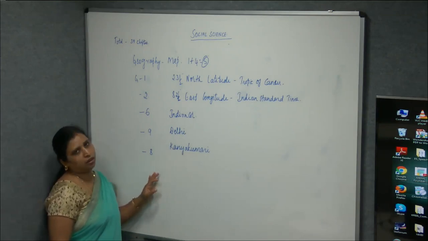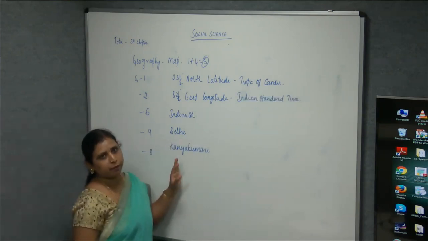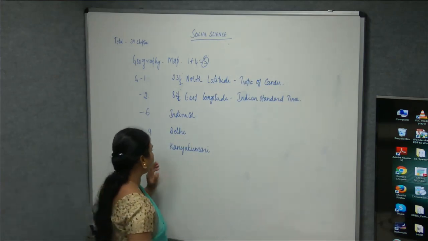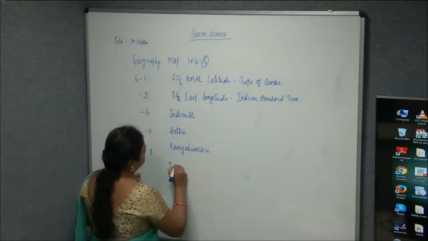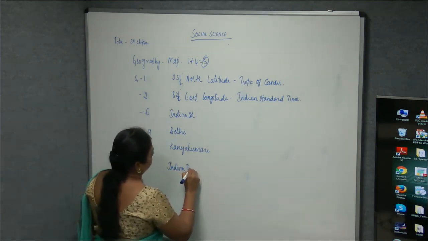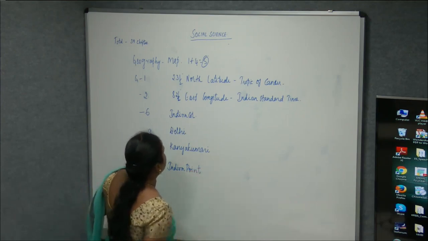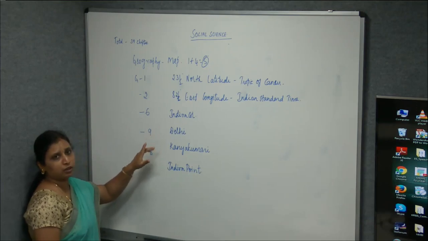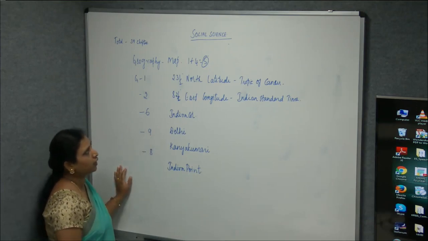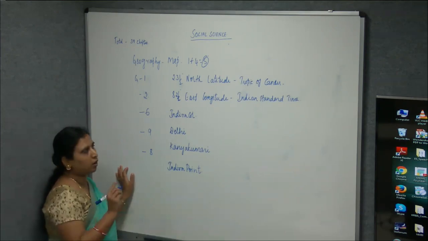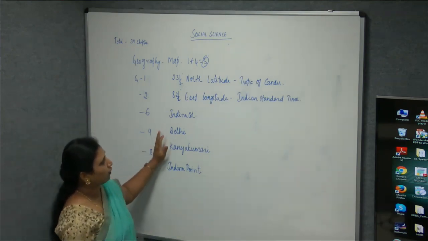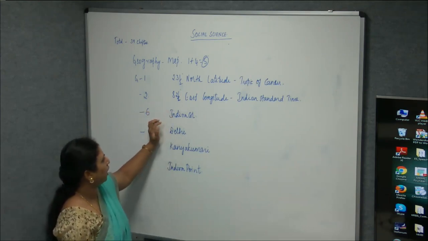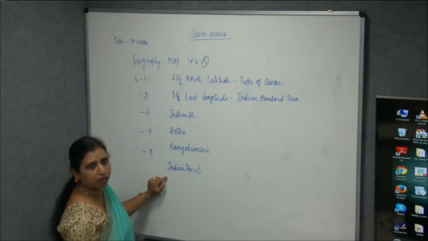Okay, so then remember students, when you are drawing a map, compulsorily you should mention the Andaman and Nicobar and also the Lakshadweep. Okay, so then Indira Point. So these are all the main places that come from the geography first lesson. So 23.5 degrees north latitude, it is also called the Tropic of Cancer. Then 82.5 degrees east longitude, or it may be Indian Standard Time, and Indira Col, Delhi, Kanyakumari, then Indira Point.